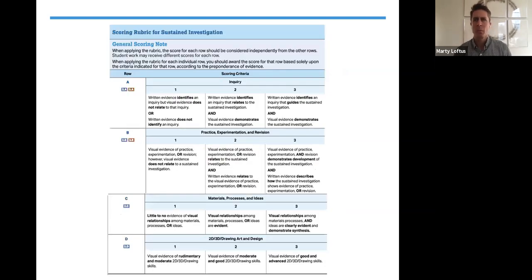So let's talk a little bit about how you're going to be scored on your AP portfolio. And we're going to break this into bite-sized chunks. There's 4 sections here. So we're looking at inquiry, practice, experimentation, and revision, materials, processes, and ideas, and 2D, 3D, or drawing, art, and design. We'll be focusing on 3D, but let's look at that a little bit more closely.